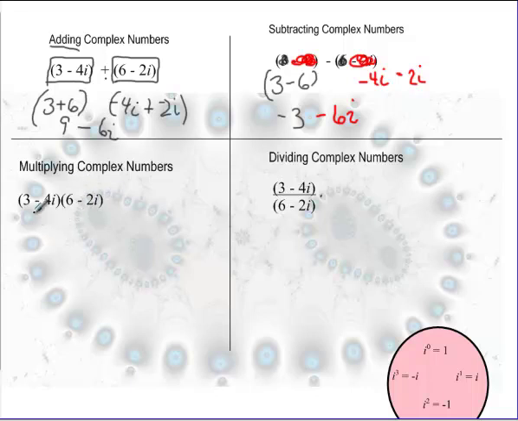All right, multiplying. Here we're multiplying a binomial by a binomial. So this would be my ugly FOIL word, or double distribution. It still has to be the same laws. So 3 times 6 is 18. 3 distributed to negative 2i is negative 6i. Negative 4i distributed to 6 is negative 24i. And then careful, negative 4i distributed to negative 2i becomes a positive 8i squared.